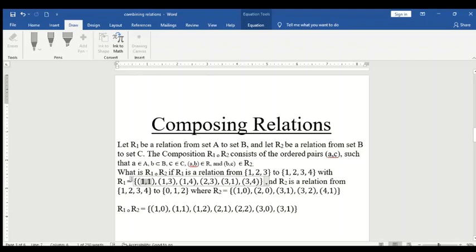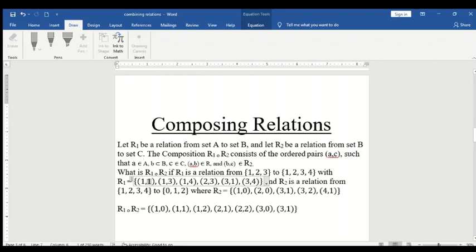Meaning, 1 here is mapped to this 1 here. Okay, so that is the mapping. Having the composition, we simply map 1. For relation 1, so 1 here is mapped, as I said, with map 1.